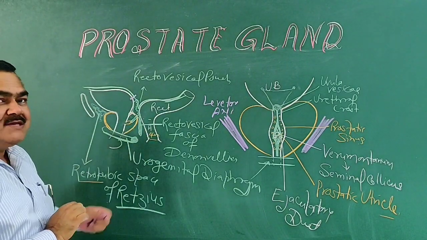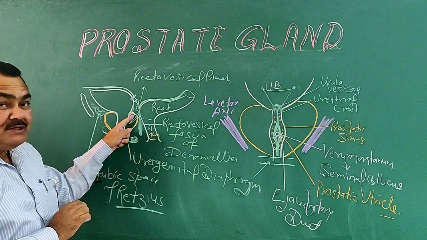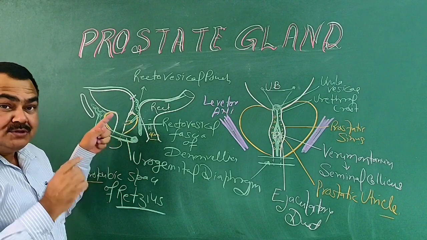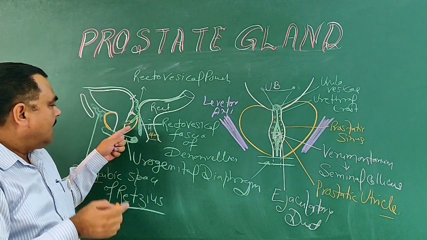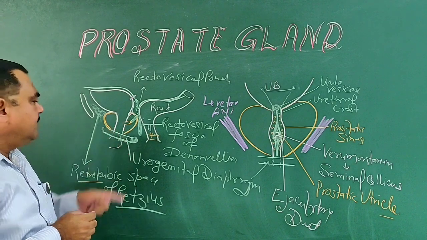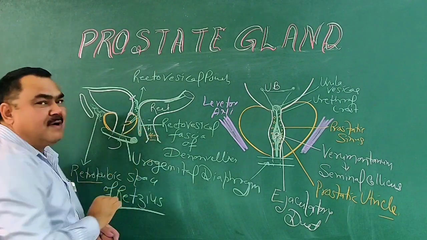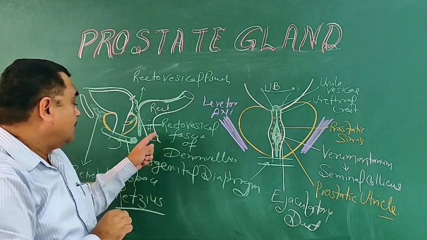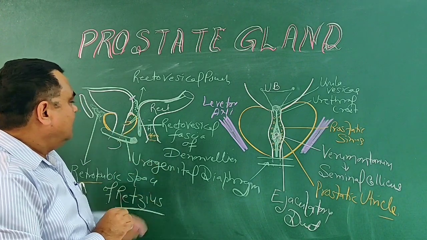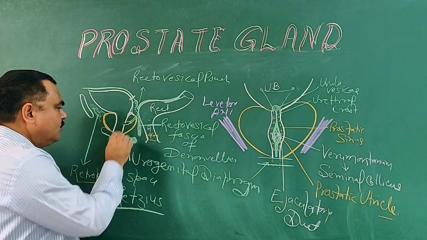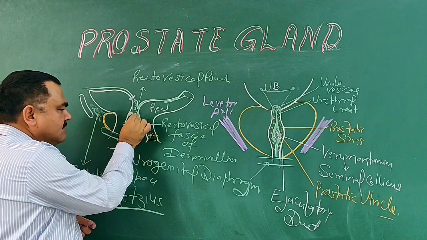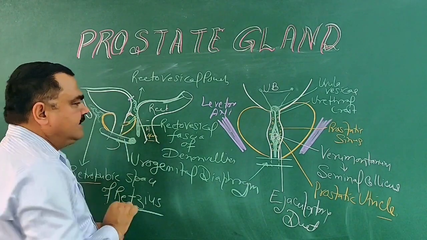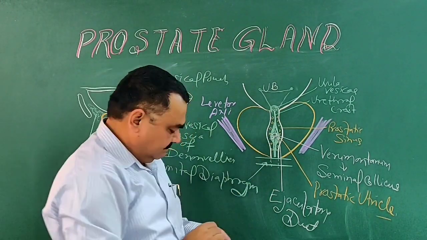In case of benign hypertrophy, when the median lobe is enlarged, or in case of carcinoma prostate, where the posterior lobe is enlarged and irregular in shape, this can be examined per rectally. From the inner opening to this level, the length is about 4 centimeters, and posteriorly it is also related with the seminal vesicle in the upper part, and it is pierced by the ejaculatory duct. So these are the structures related.